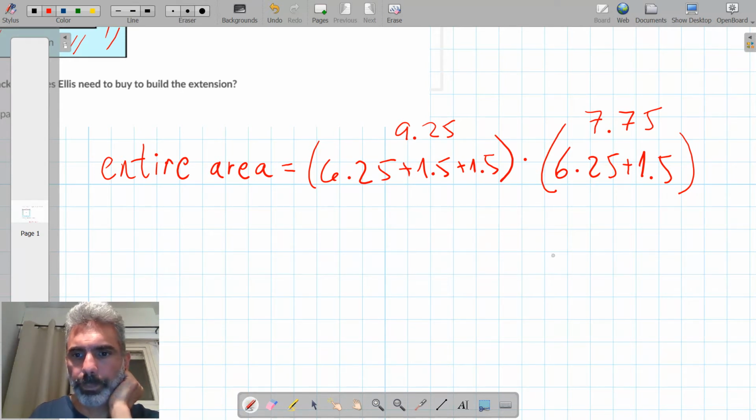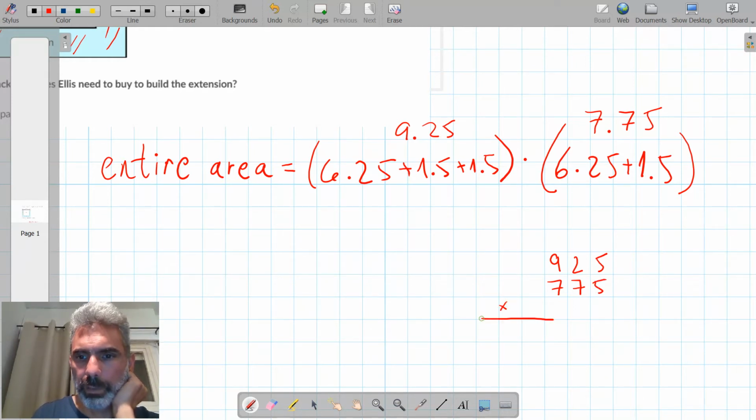So 925 times 775, and once I have the result, I will add the decimal point. 5 times 5 is 25, 5 times 2 is 10, plus 2 is 12. 5 times 9 is 45, plus 1 is 46.